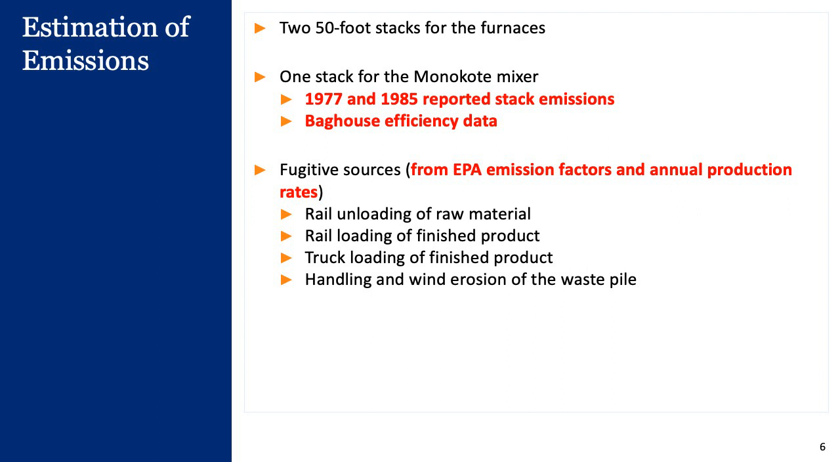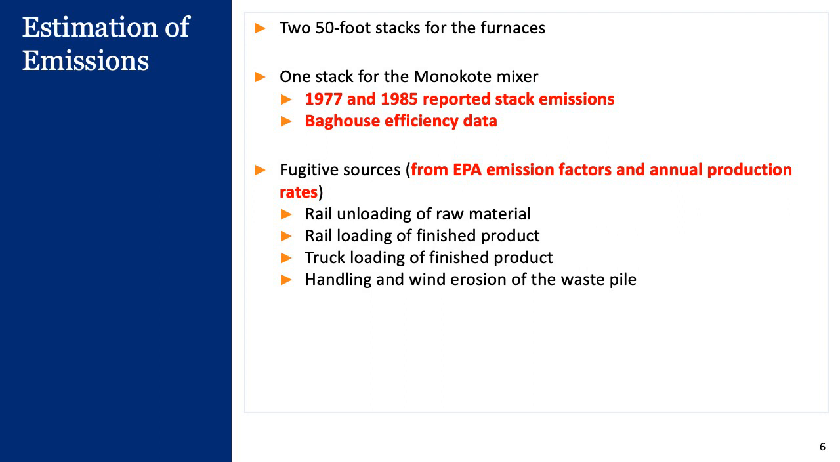And it turns out that of the entire time period, 1936 to 89, only 2 years, 1977 and 1985, reported the emissions from the stacks. We also have some information about how efficient the controls were at reducing the amount of particles being emitted into the city air. There are also fugitive sources, and US EPA publishes emission factors, and these are essentially the mass of particles being emitted into the air per kilogram of ore being processed. And we also know the production rates.